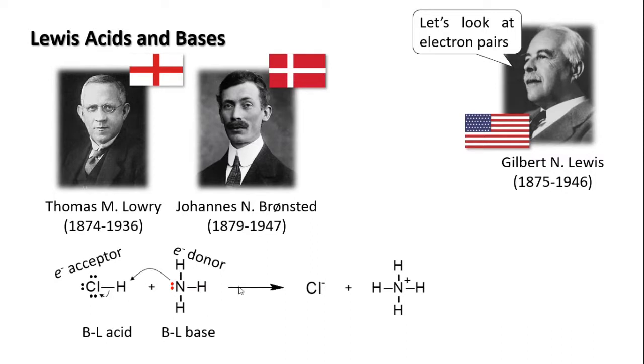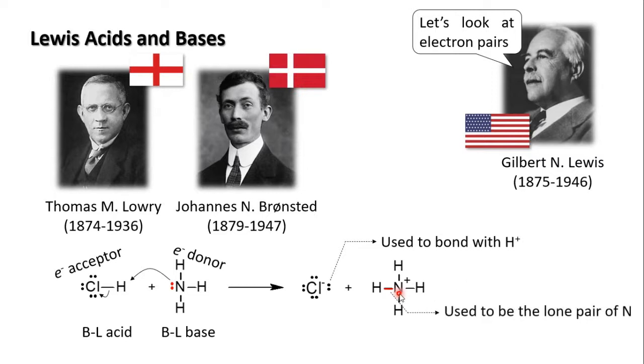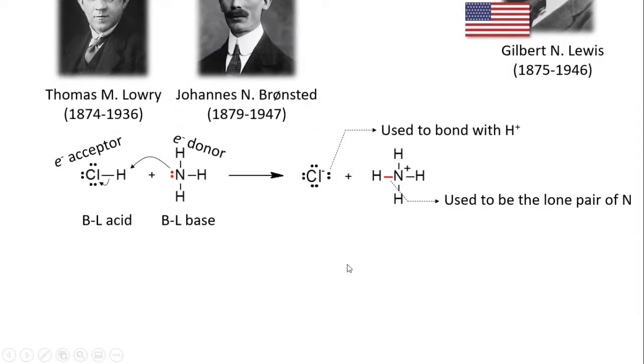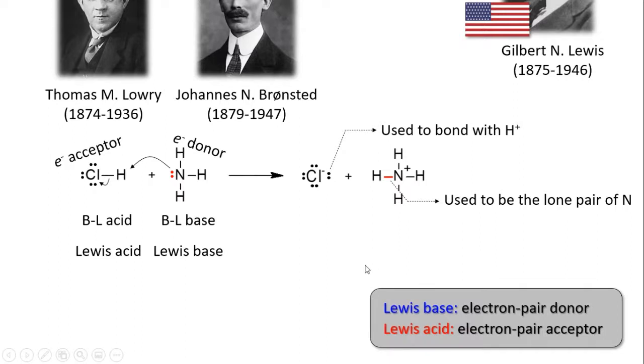Take a look right here. So what's happened in this reaction? Ammonia used a lone pair to attack the proton of the hydrochloric acid, and the proton gives up the electron, which goes up to chlorine. So 3 lone pairs on chlorine become 4 lone pairs. And the lone pair of nitrogen disappears and becomes a bond between nitrogen and a proton. So Lewis looks at an acid-base reaction at the electron. The Lewis base is the electron donor, and the Lewis acid is the electron acceptor. That's what he said.